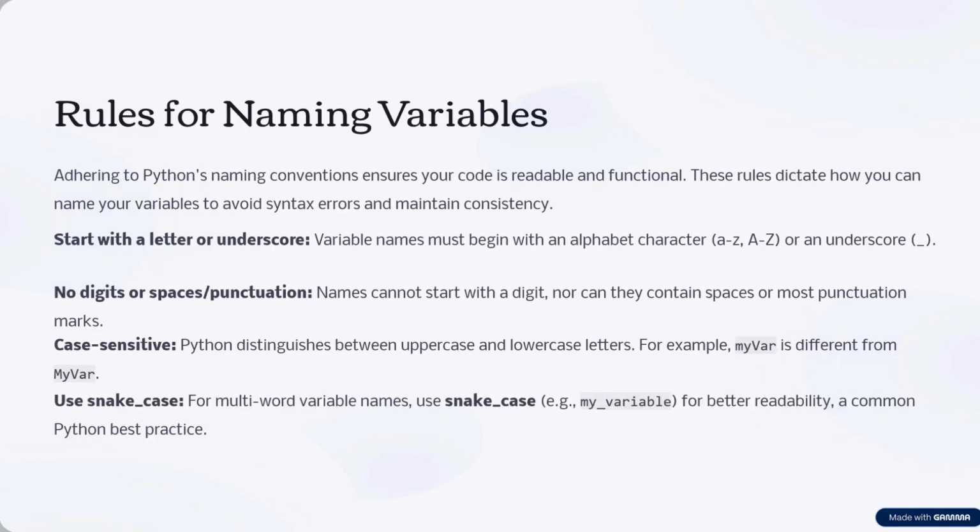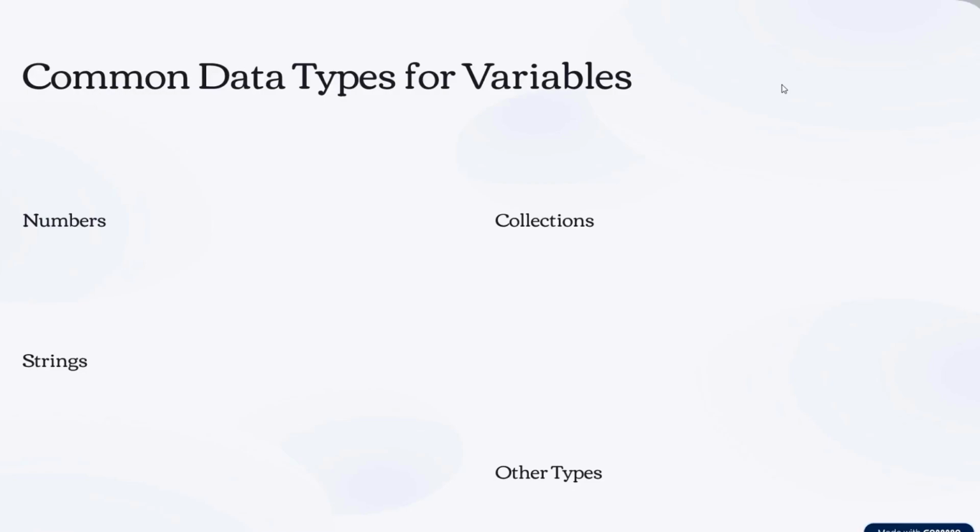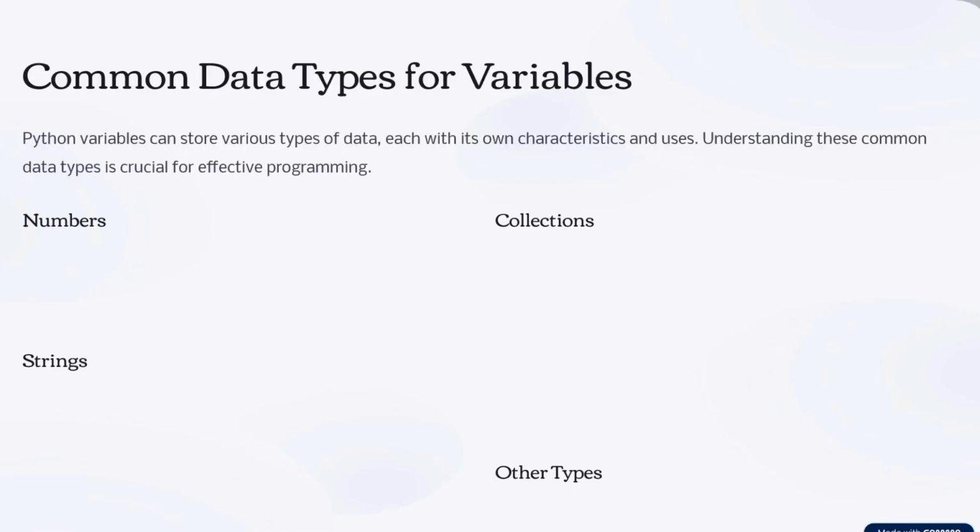And we can use snake case. For multi-word variable names, use snake case. For example, my_variable, for better readability, and it's a common Python best practice. And next we have common data types for variables. Python variables can store various types of data, each with its own characteristics and uses. Understanding these common data types is crucial for effective programming.